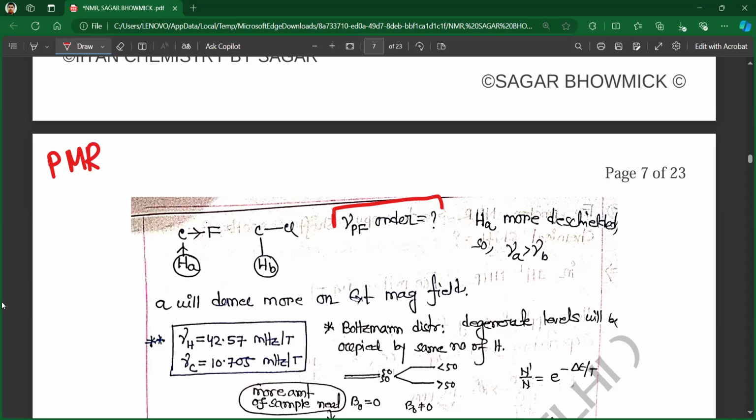For the first case, we know fluorine is very electronegative, so it will drag electrons, and eventually carbon will drag electrons from HA. So this HA is deshielded and this HB is shielded. Deshielded means electron density is less. That means if I apply a magnetic field, more magnetic field will reach the nucleus of HA. This nucleus will have more precession, so it will have more precessional frequency than B.